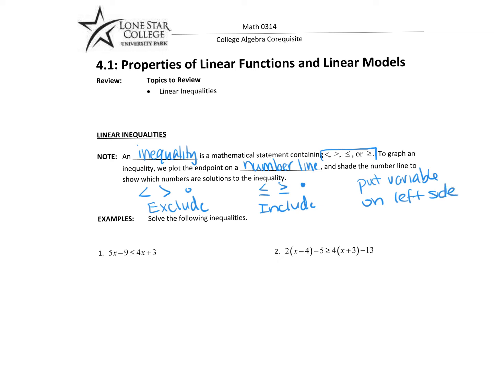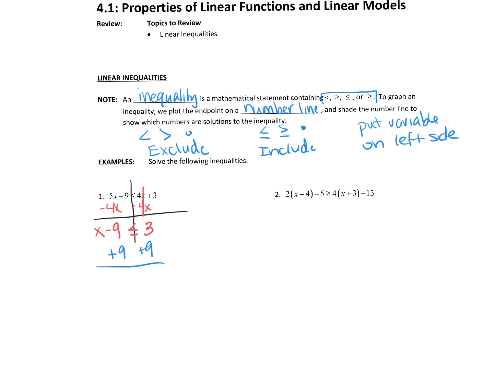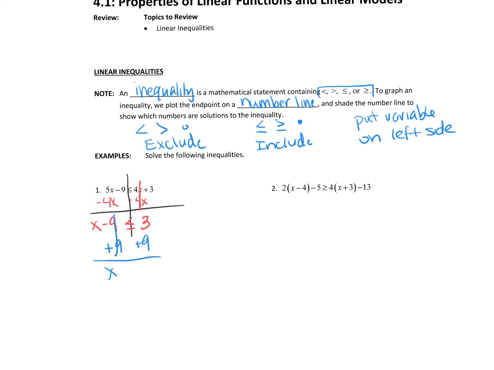So starting here, to do that, I'm going to isolate, and it just so happens that the 5x is bigger, so I will move it to the left side to begin with. So I'll subtract 4x on both sides. I'm going to solve this just like it was an equation, right? So subtracting 4x, I get x minus 9, keep the symbol less than or equal to, 4x goes away, 3. Remember, to solve this, now I need to add the 9 to isolate the variable. So plus 9, and then I get x, this goes away, is less than or equal to 12.